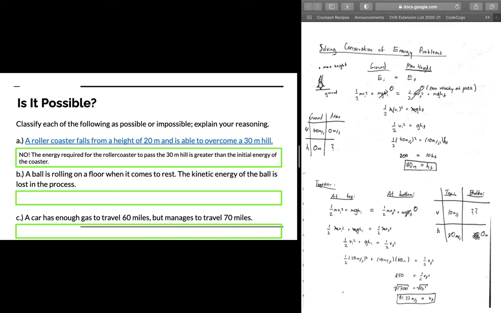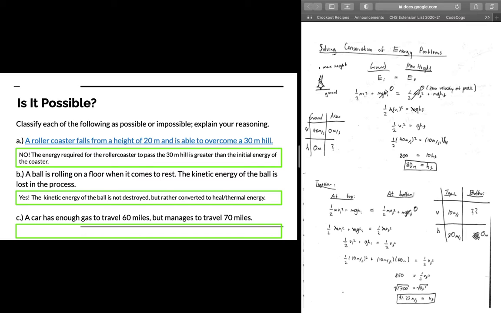B, a ball is rolling on the floor when it comes to rest. The kinetic energy of the ball is lost in the process. This is possible because the kinetic energy of the ball is not destroyed, but rather converted to heat/thermal energy. Okay? So we can lose the kinetic energy, it just can't be destroyed. The kinetic energy can be converted from one form to another, from kinetic to heat in this case.